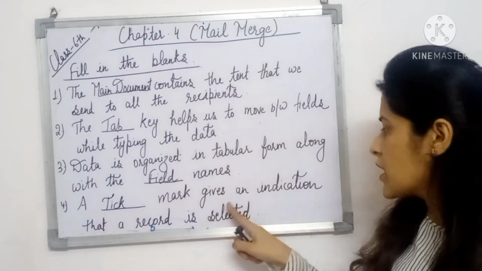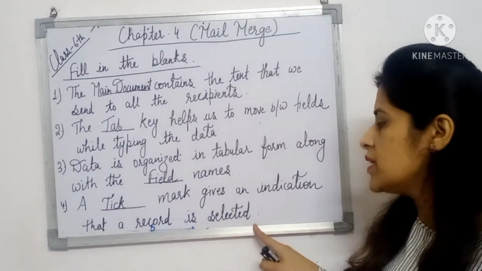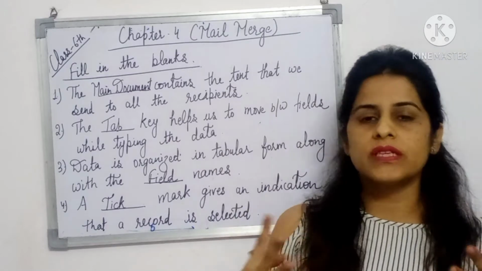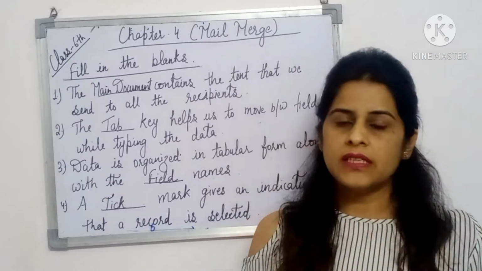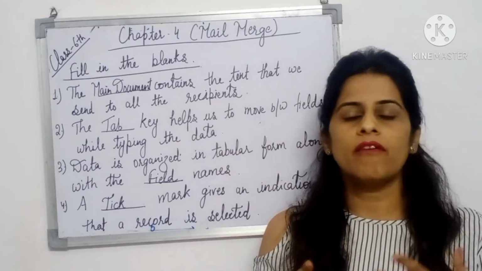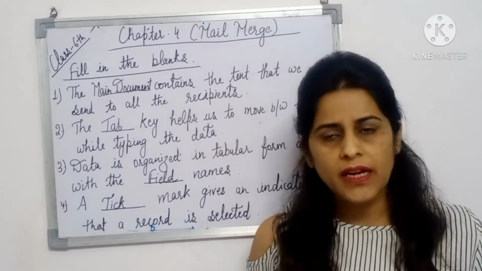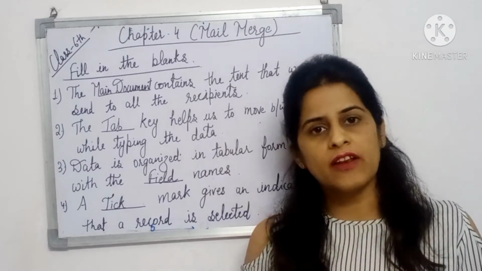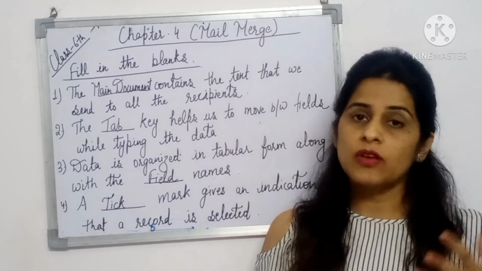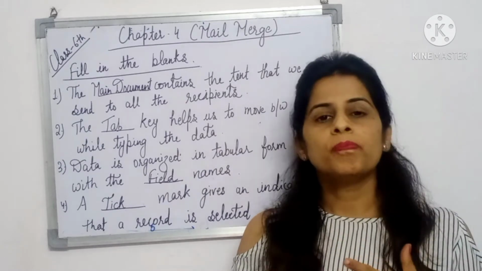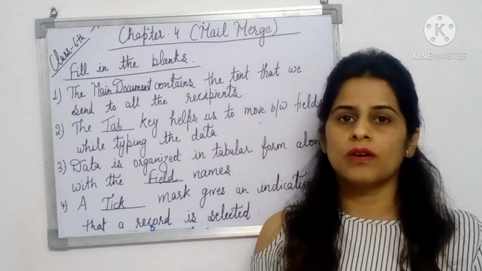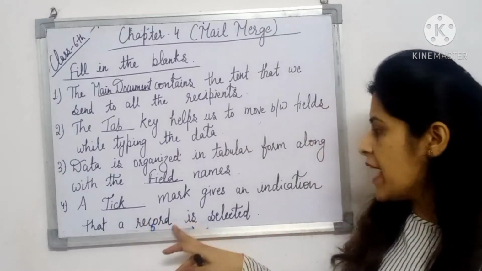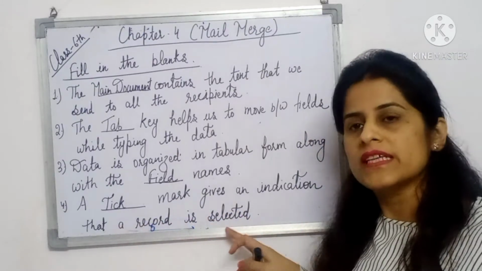A dash mark gives an indication that a record is selected. For example, you have made 10 records, you want to send your data to 10 friends. You have maintained a data source, a table of your 10 friends. After that you realize you need not call all 10 friends, you want to invite only 6 friends. The 4 to whom you don't want to send the invitation card, you will deselect. So the dash mark gives an indication that the record is selected.